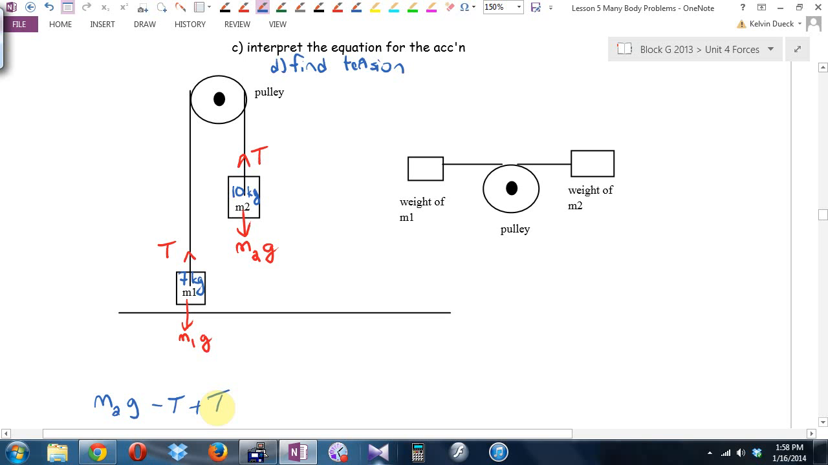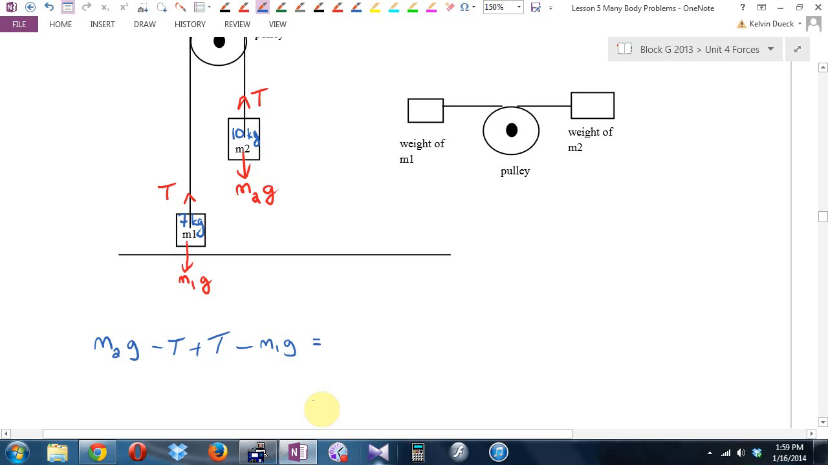This M1G, you might be tempted to call it a winner because it's pointing down like the other M2G, but if you follow it, when it gets to this side, which way will it end up pointing? Loser. Did I include forces from both masses? Then I better include both masses. You could write mass both or M1 plus M2, same thing. That's the answer to part A. Part A said write a force equation. Ta-da!